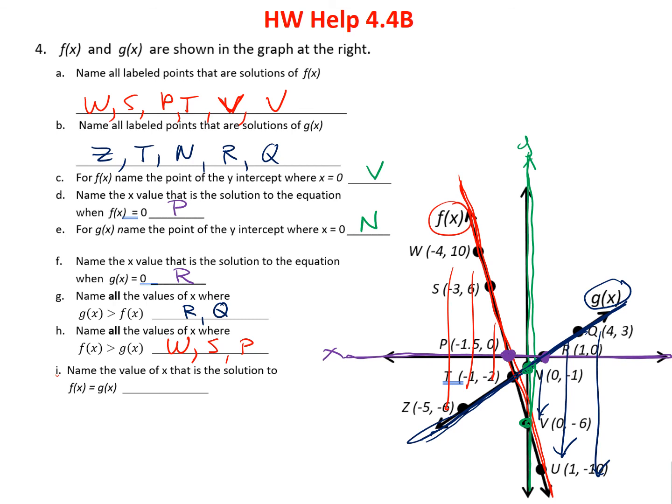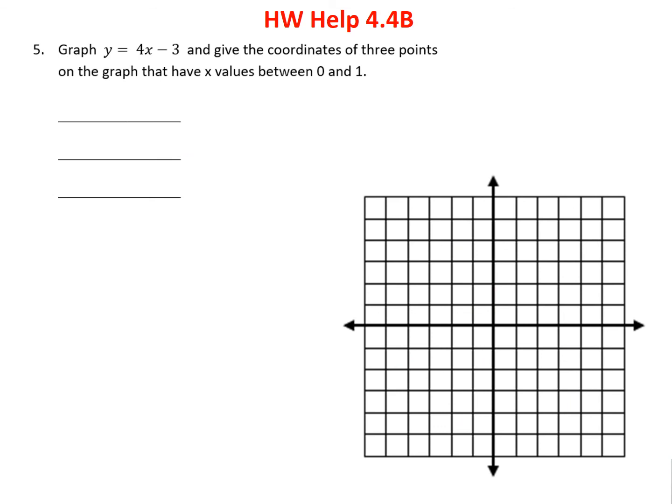And then finally, where do they equal? They cross right here at point T. That's the point they have in common. That would be the solution of those two systems. Last problem is kind of a review problem. It asks, can you graph y equals 4x minus 3? Well, you remember that the slope-intercept form looks like this, mx plus b. And so if I have 4x minus 3, then my slope is 4, and my y-intercept is minus 3.